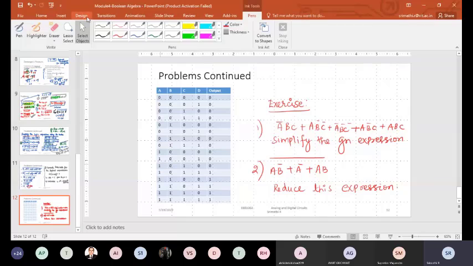Solve this exercise problem, the first problem, or you may even take the second one. Simplify the given logical expression.